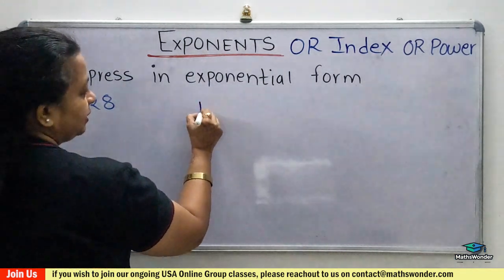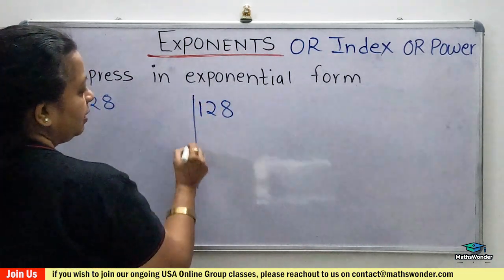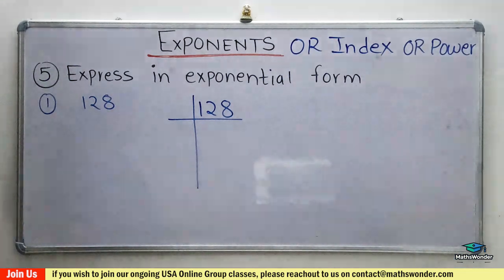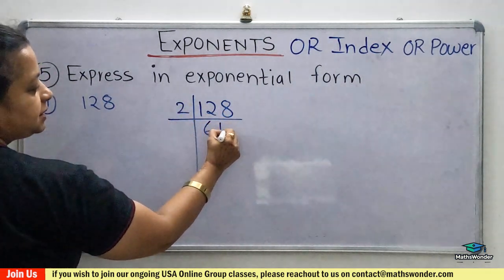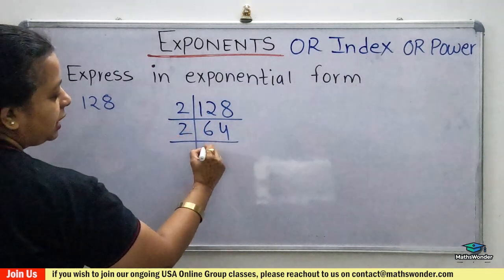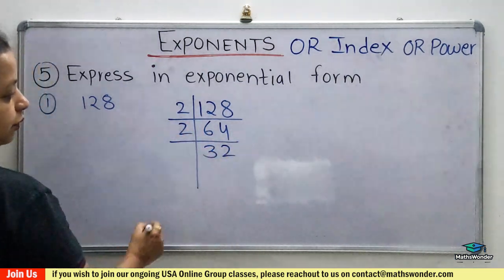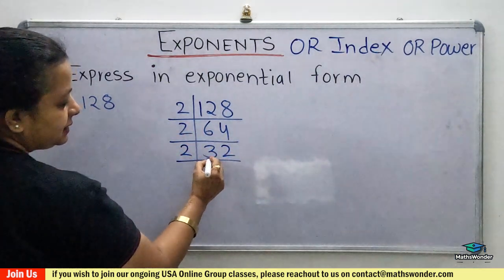128. You will find out the factors, you will find the LCM. You can use the factor tree or any other method, right? So 2 times 6 is 12. 2 times 8 is 16. Again, 2 times 3 is 6. 2 times 2 is 4. 2 times 1 is 2.